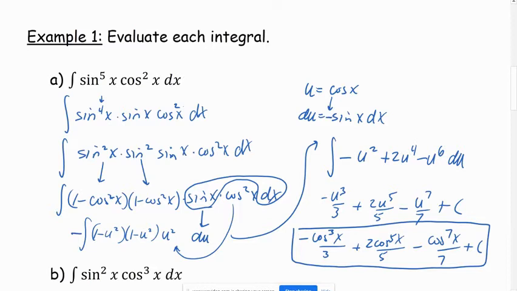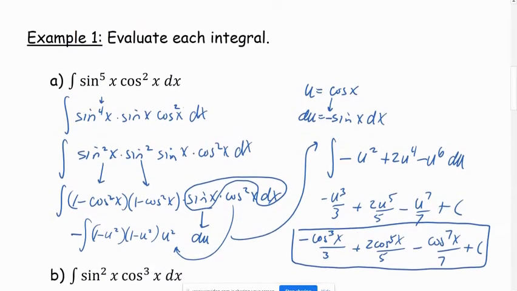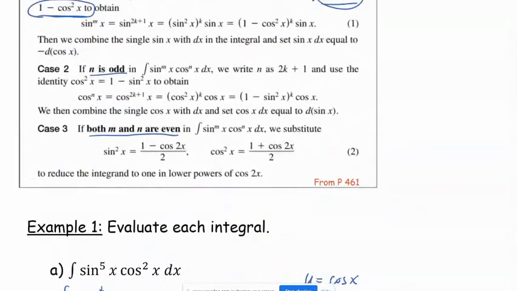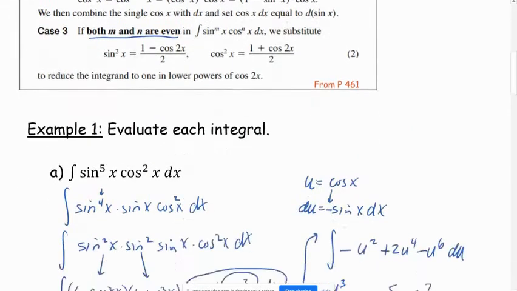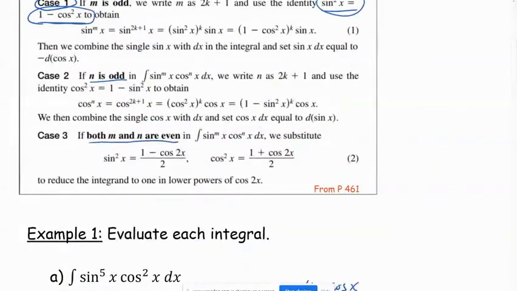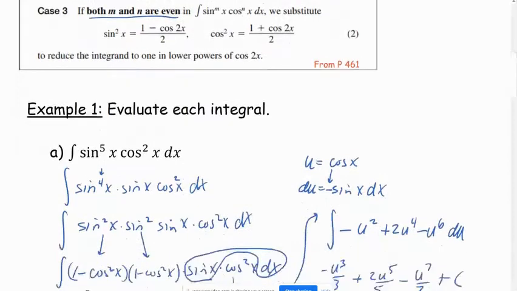Okay, in the next example, it says here, if m is odd, we do case 1. M is not odd, m is even. So then we go on to case 2. N is odd. And so this time we're going to do kind of the same strategy as what we did, but we're going to break up the powers of cosine into an even power times a single power of cosine.